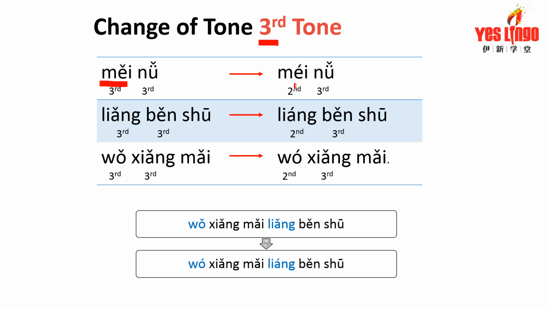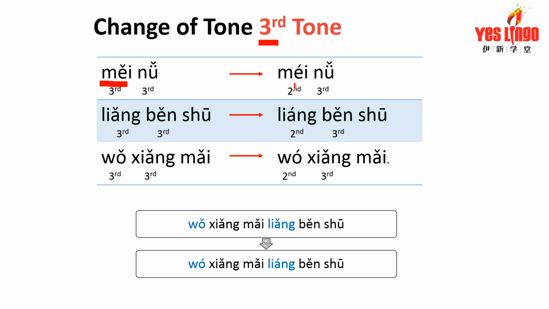Just like in the case that we learned very early on, 你好. Because these are both third tone syllables, it actually turns into 你好, 你好. Understand?